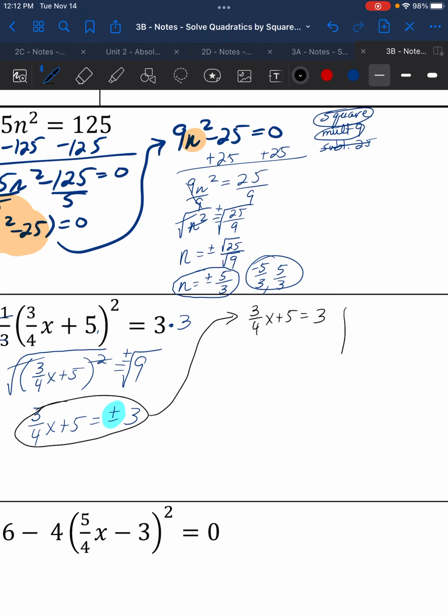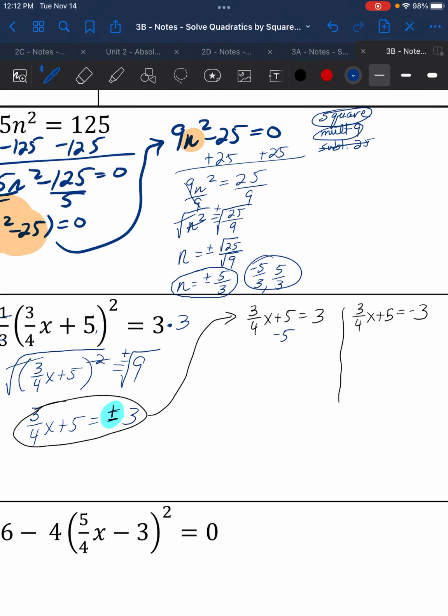So we have 3/4 x plus 5 equals 3. And we have 3/4 x plus 5 equals negative 3. Because we have a positive and a negative, we can't keep them together, because once we start solving, we're going to get totally different answers. So to solve this now, I'm going to subtract 5.